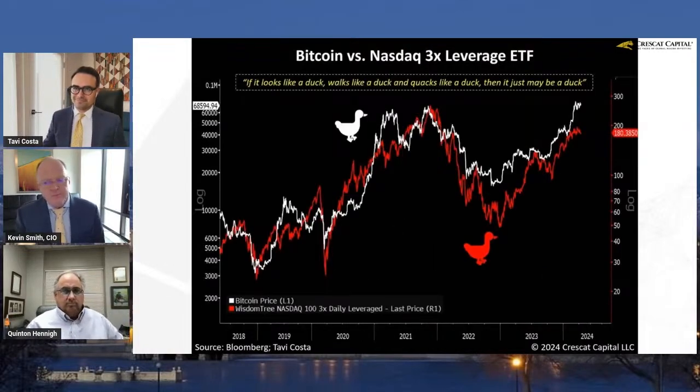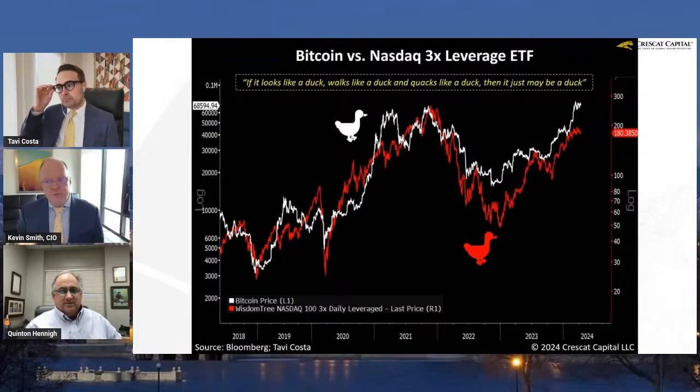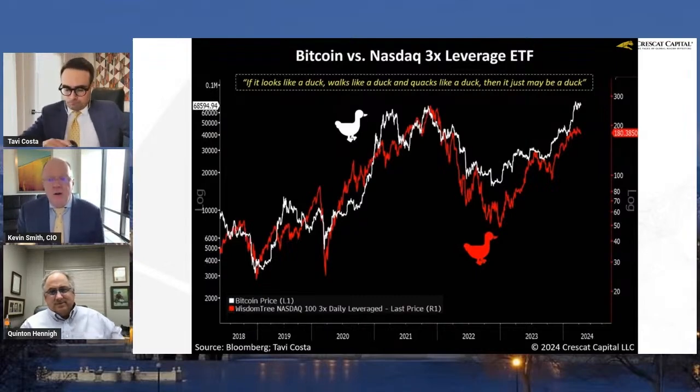I got one more, courtesy of Tavi again. And this is a pitch for gold. I know Bitcoin has been popular as an inflation hedge, as a hedge against global fiat currency debasement, which has been our long-running precious metals theme for years, and why we own gold and silver and gold and silver mining stocks.